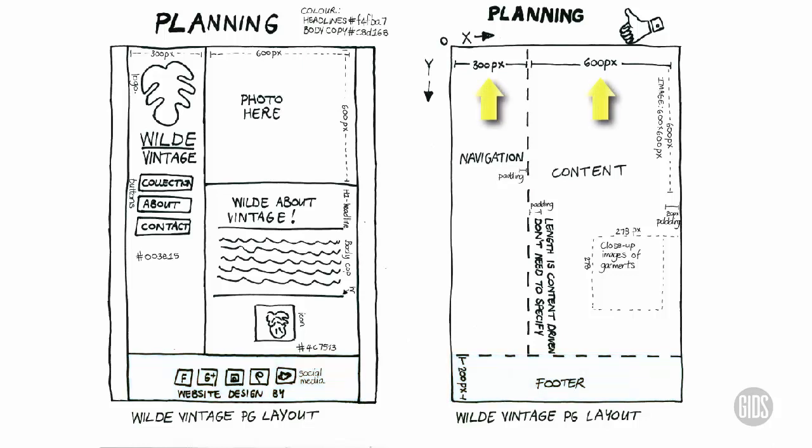The width of both columns is also specified. Left is 300 pixels and right is 600 pixels wide. I don't need to specify the length of the column because that is content driven. Thus, the length is determined by the amount of photos and text. The width of the footer does not need to be specified because it stretches across the full length of the other 2 columns, but its height does need to be specified. I have tentatively decided it can be 200 pixels in height.